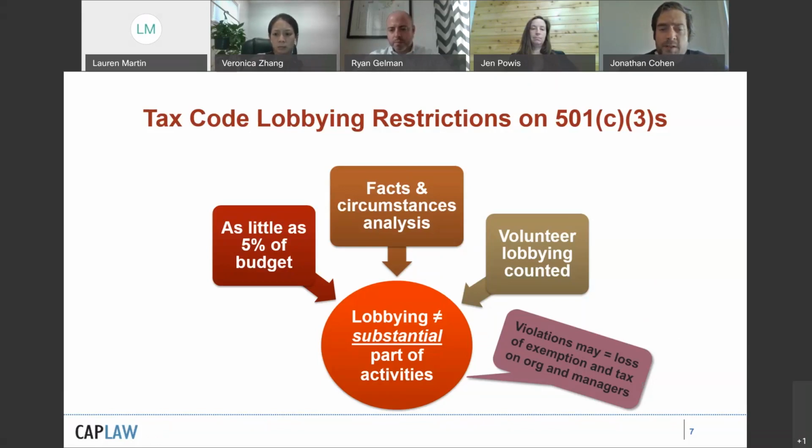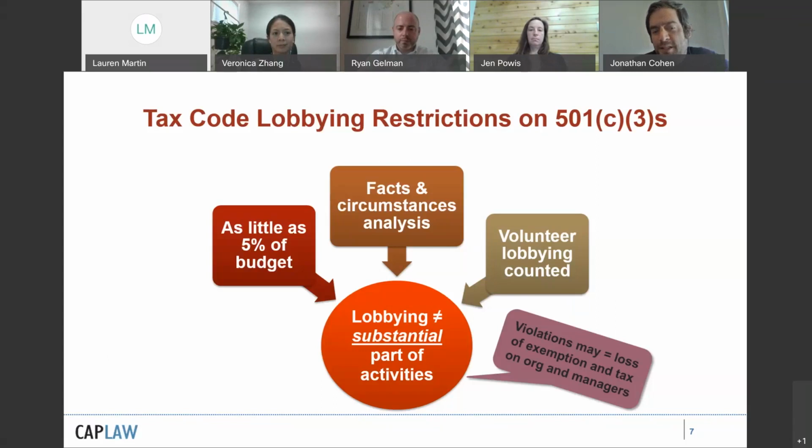The amount of money an organization spends on lobbying is obviously a key factor there as well, and it can also be a factor how ongoing or scattered the various lobbying activities are at the organization. So again, unfortunately, there are no set rules for the weight of all these factors and what combination would rise to the level of what is substantial. It's a facts and circumstances test that organizations need to be mindful of.